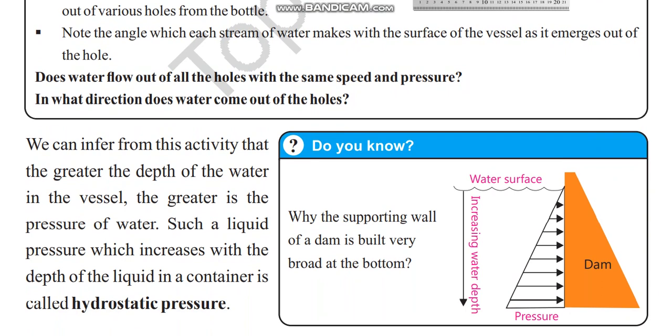We can infer from this activity that the greater the depth of the water in the vessel, the greater is the pressure of water. Such liquid pressure, which increases with the depth of the liquid in a container, is called hydrostatic pressure. Do you know why the spouting wall of a dam is built very broad at the bottom?